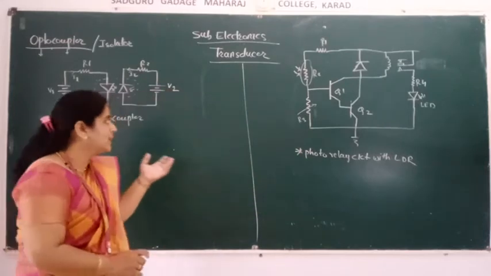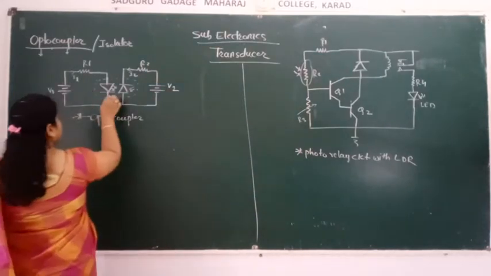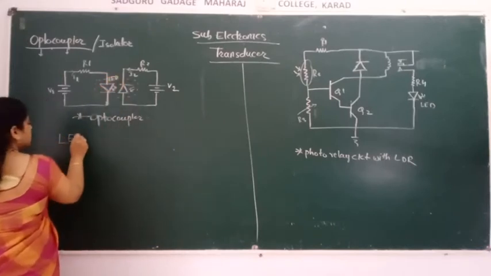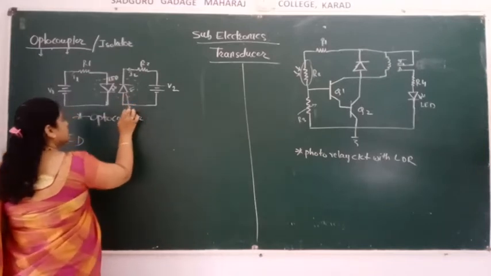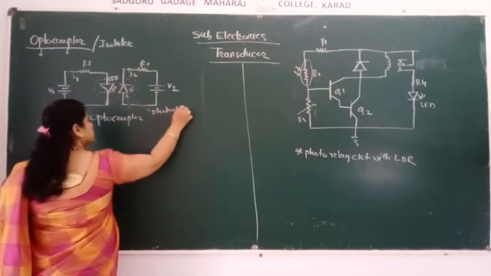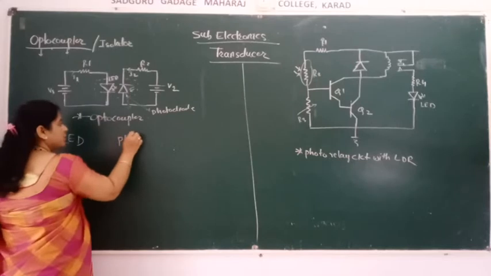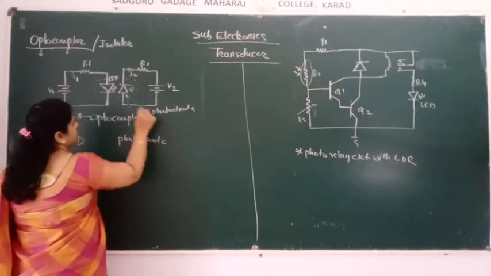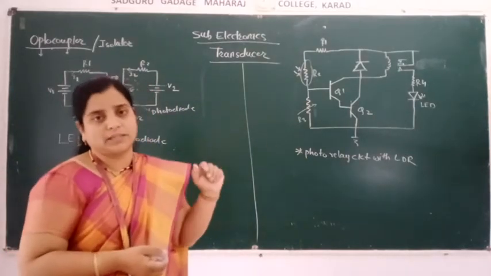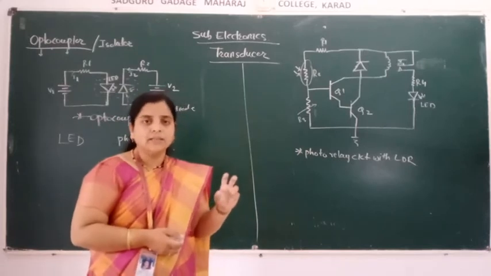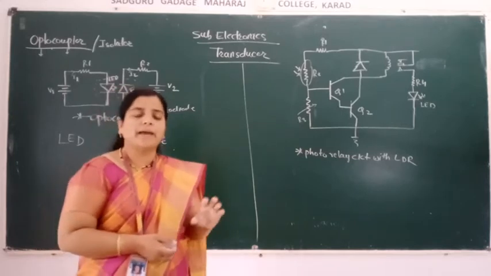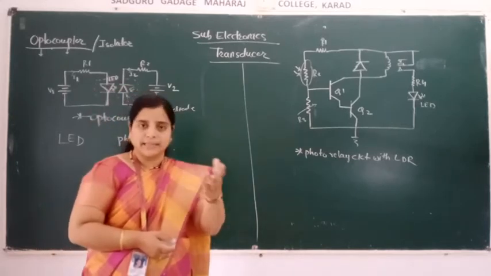How is it connected optically? Here we are connecting the LED, that is the light emitting diode, at the left side, and here we are using the photodiode. So what is the function of the LED? The light emitting diode emits light. Whenever you give supply voltage or power to the light emitting diode, it will be in forward bias and it gives the light.